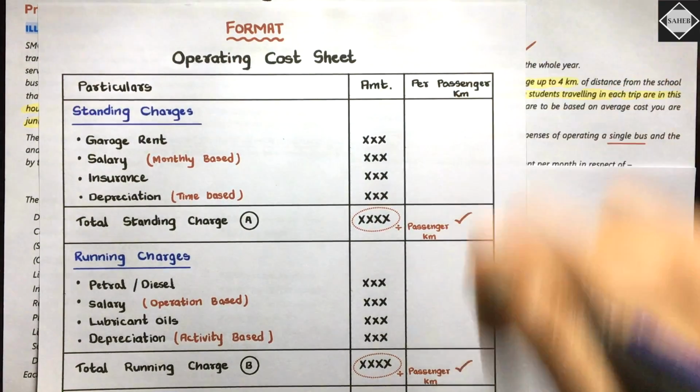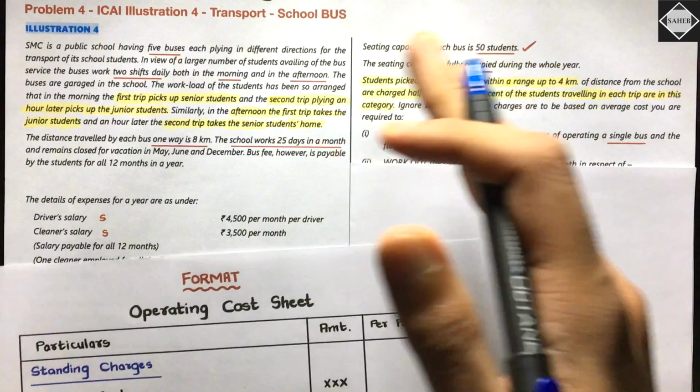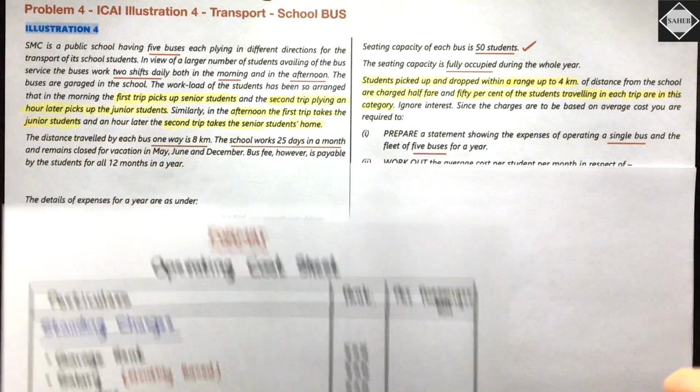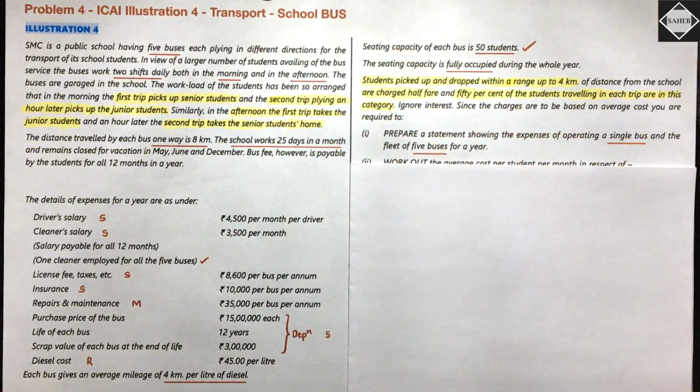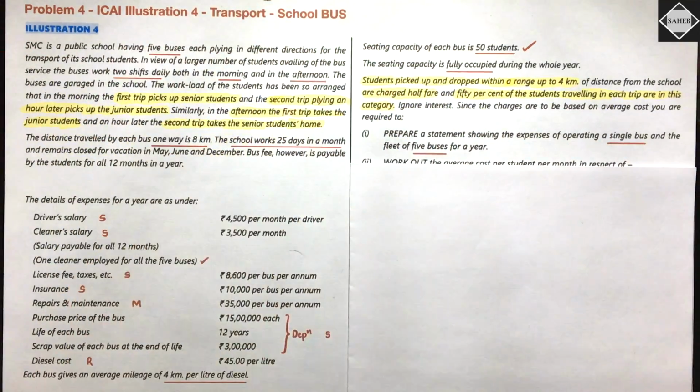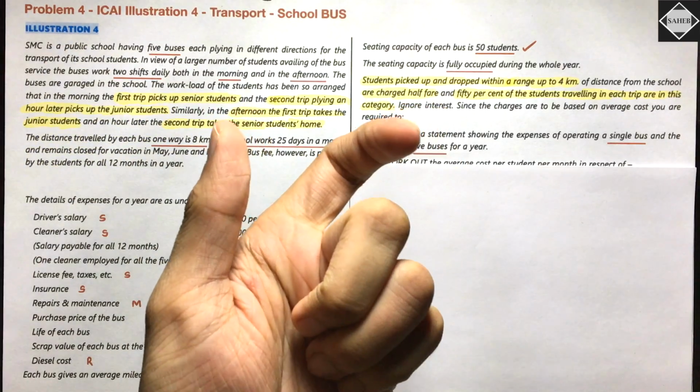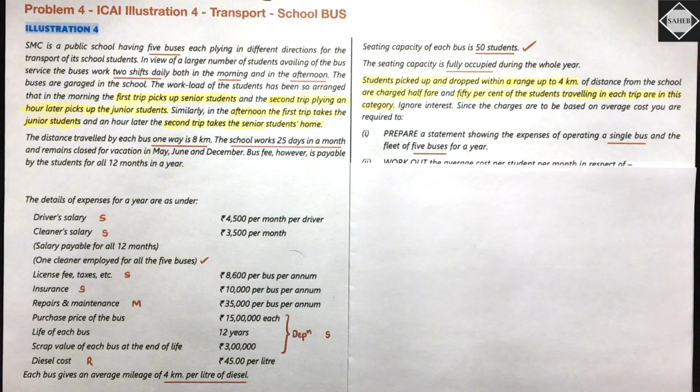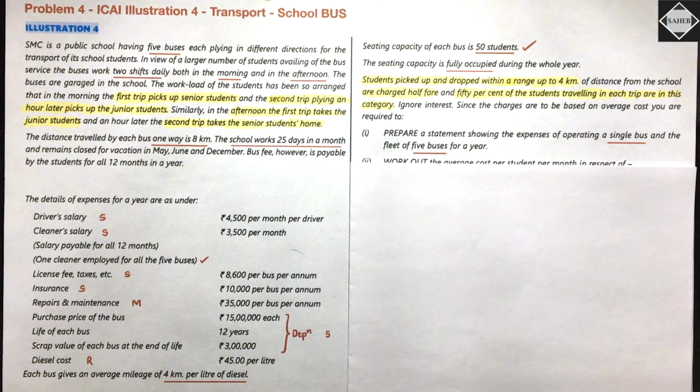We will not have per passenger kilometer and all. Okay, this is a school bus question. We will not have this, right? What is the unit over here? Service costing unit. Tell me, what is the unit over here? Here the unit is not passenger kilometer or kilometer. No. Here the unit is students. Students, per student. Is it clear? Simple and straightforward. All right.